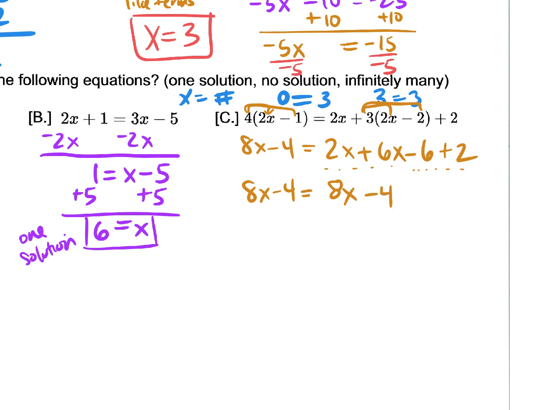So this one is at least nice because you can see if you simplify, you get the exact same thing on the left and the right. When that happens, that means you have infinitely many solutions. The reason, just to highlight it, is that that statement is true. 8x minus 4 is equal to 8x minus 4 because they're exactly the same. If it had said 8x minus 4 is equal to 8x plus 4, it wouldn't be the same true statement.